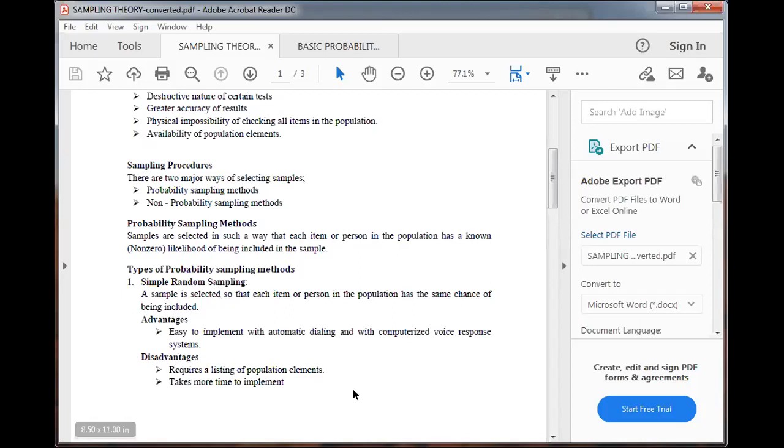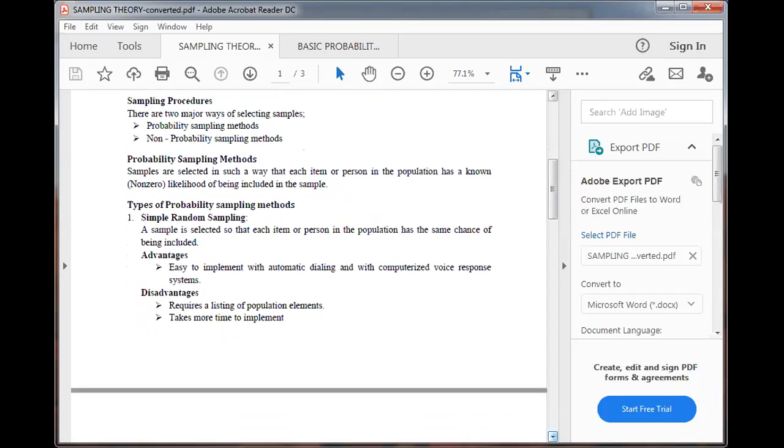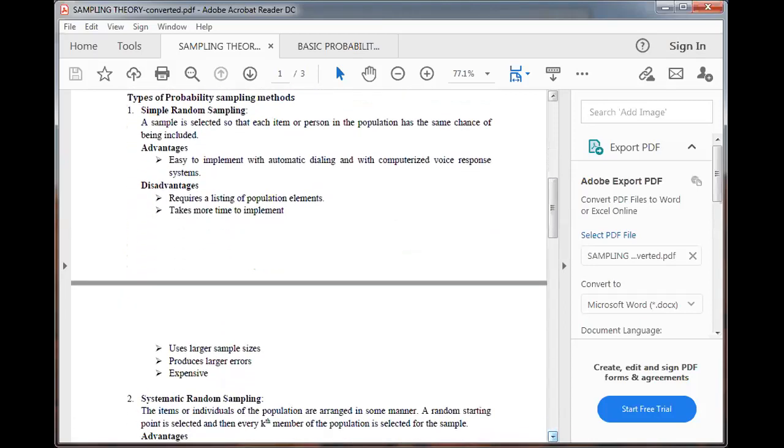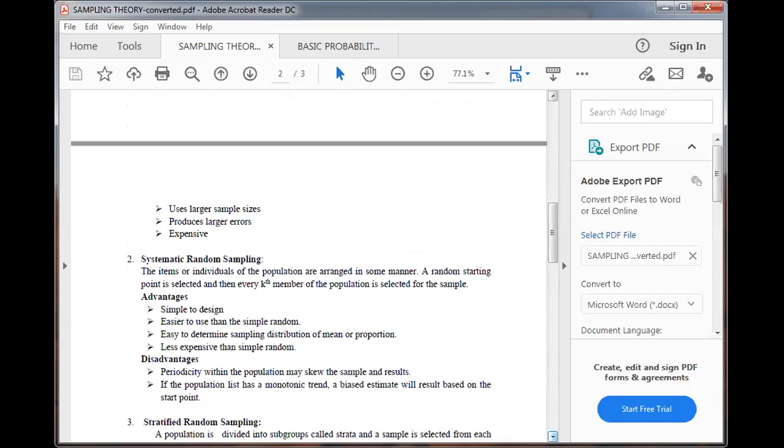We have the advantages there, which I'm not going to explain, because you can read them on your own. But the key thing is for you to understand how the method itself works. Then we have the systematic random sampling. In systematic random sampling, items are arranged. If, for example, I have a population of 50 elements, I can arrange them and give them numbers. I can say maybe I want a sample of 5 from a population of 50. So I can decide to do this.